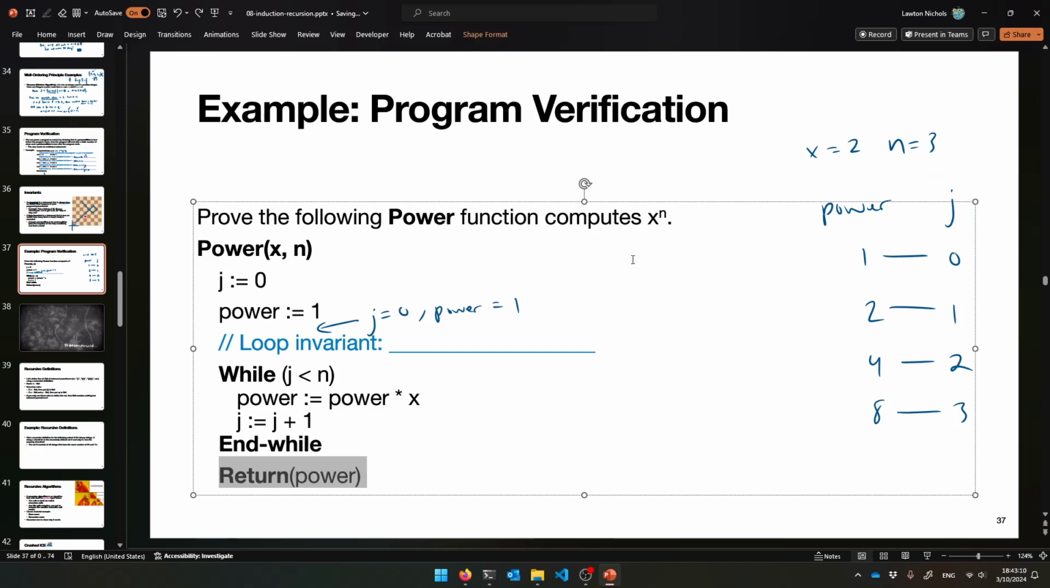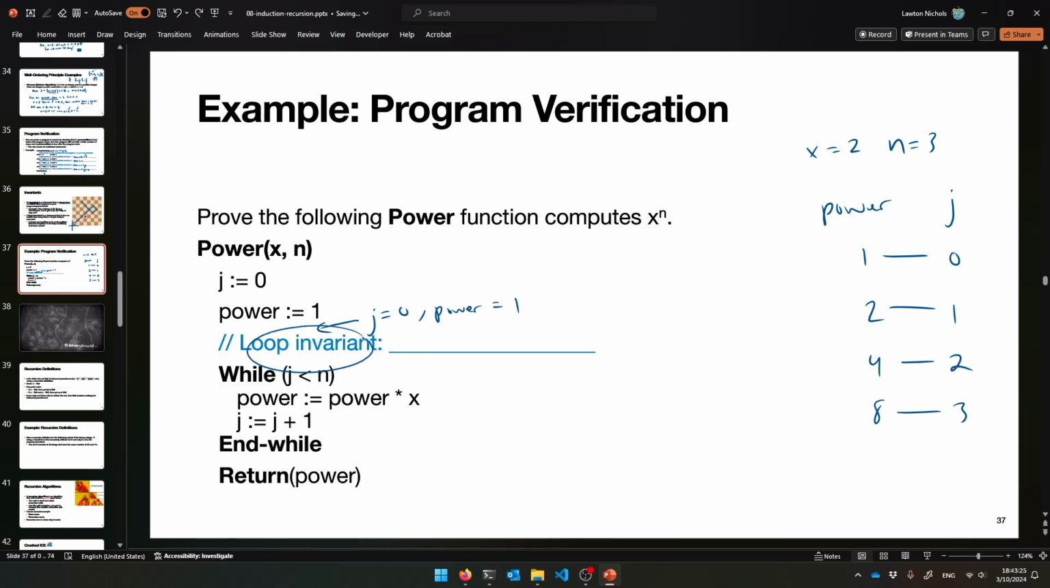And we want to prove that this is going to be x to the n, always, right? So what is our invariant? Power and j, they change, but I'd like to make a statement about these variables that corresponds all the time, all right? After each iteration of the loop, and also before the loop, what's true about power and j? Do you see how they correspond to each other in a nice way?